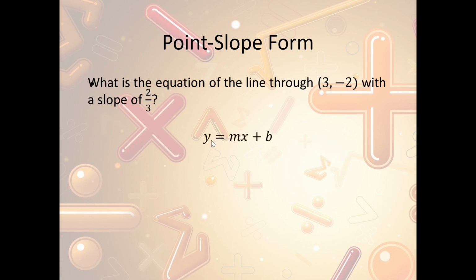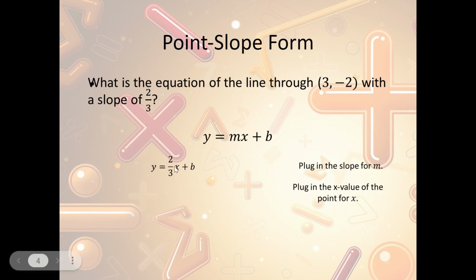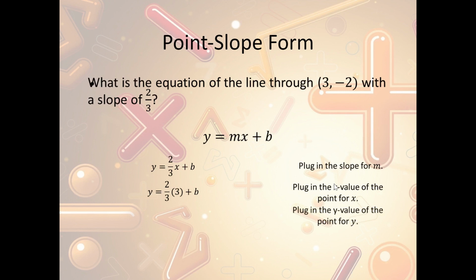So first we take our y equals mx plus b, and we plug in what we know. We'll plug in the slope first. The slope is 2/3, and that goes in for m. So now this says y equals 2/3 x plus b. Then we plug in the x value of the point we know. The x value is 3, so we plug that in for x. And then we plug in the y value for y, which in this case is -2. And we get -2 is equal to 2/3 times 3 plus b.